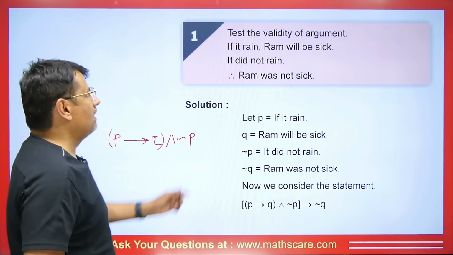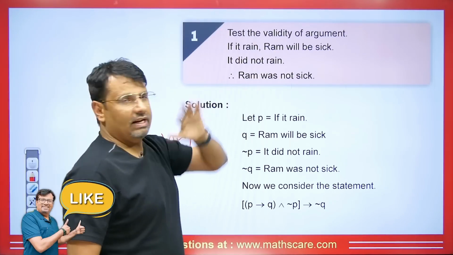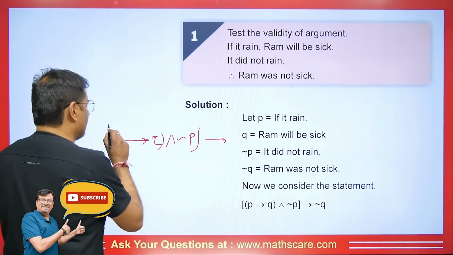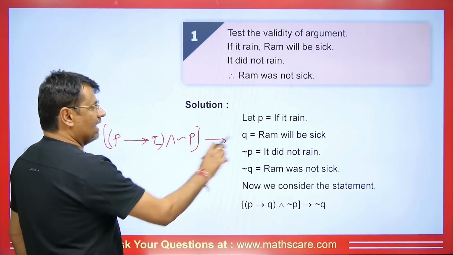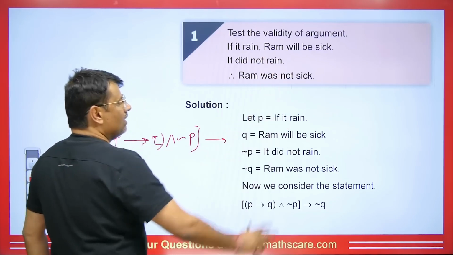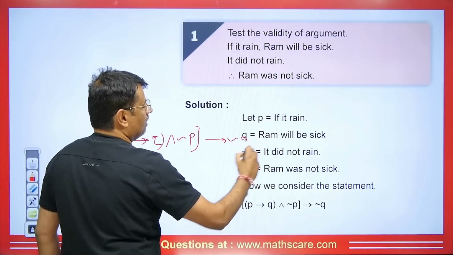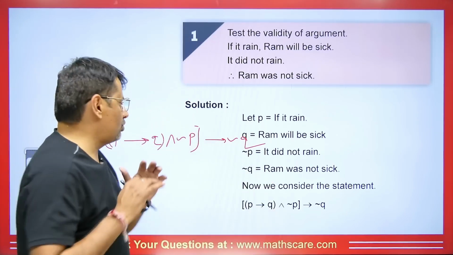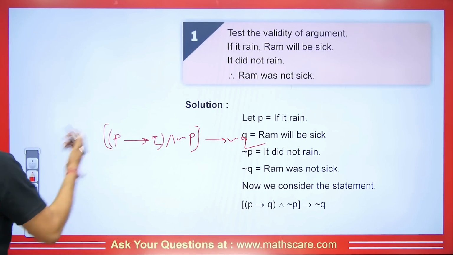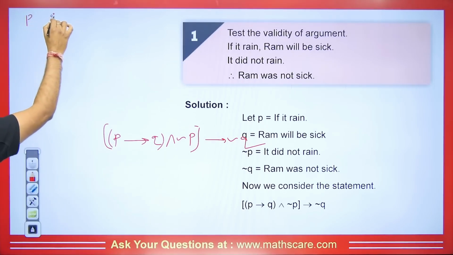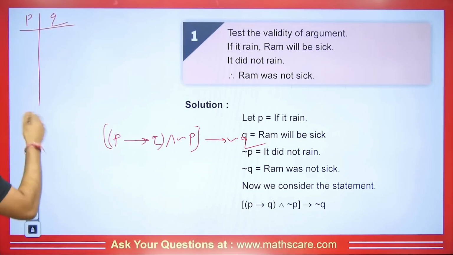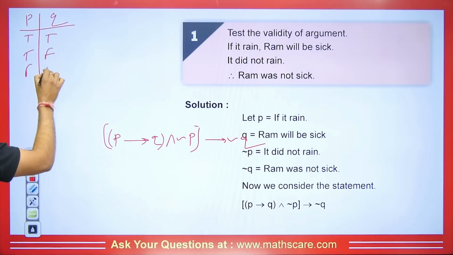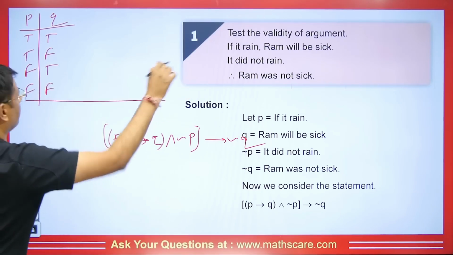Now let's move ahead. Ram was not sick, and this is implies. So we have a total of these premises. From here, we have a conclusion that Ram was not sick. So if Ram was sick, then this. And what will be the meaning of not sick? It will be negation Q. Now we have to check if this is a valid argument or not. Whenever we need to do this, we will make a table. We will write P here and Q here, the same as we do in a tautology. This will come true, true, then true, false, then false, true, and false, false. We have to check this now.